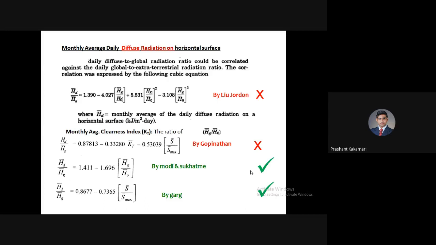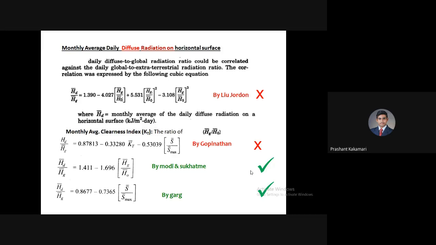As per Modi and Sukhatme, the ratio of diffuse to global daily average is Hd bar by Hg bar equal to 1.411 minus 1.696 into the bracket Hg bar by H naught bar, or the ratio of global daily radiation to the extraterrestrial radiation. Or you can write it as KT bar. KT bar itself is nothing but Hg bar by H0 bar. So you can remember the Modi and Sukhatme equation as 1.411 minus 1.696 KT bar. That can also be used.